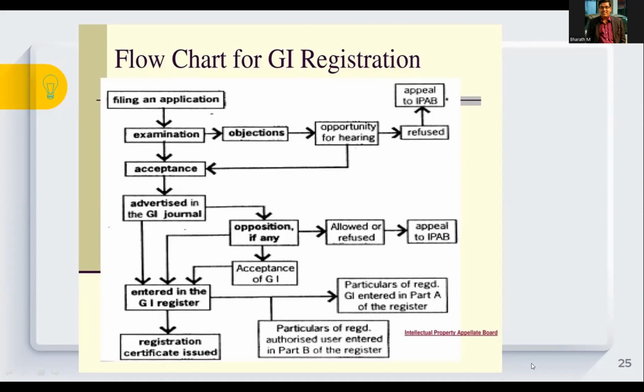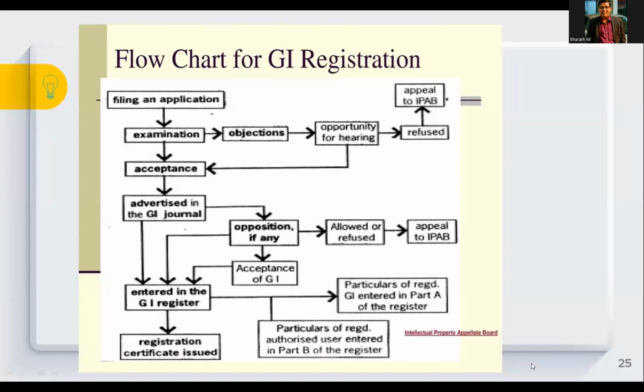Either it can go for acceptance or it can be refused. If you are not able to give the right clarification, it can be refused. Even then, you can appeal to the Intellectual Property Appellate Board, IPAB. There is a possibility, and it is left to them to decide what to do on this.